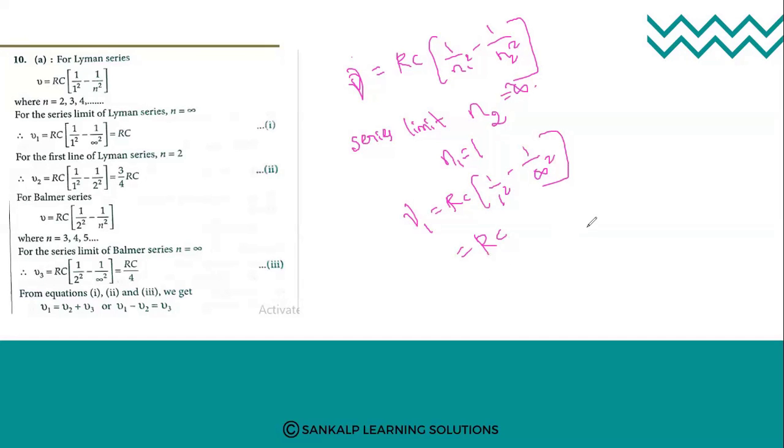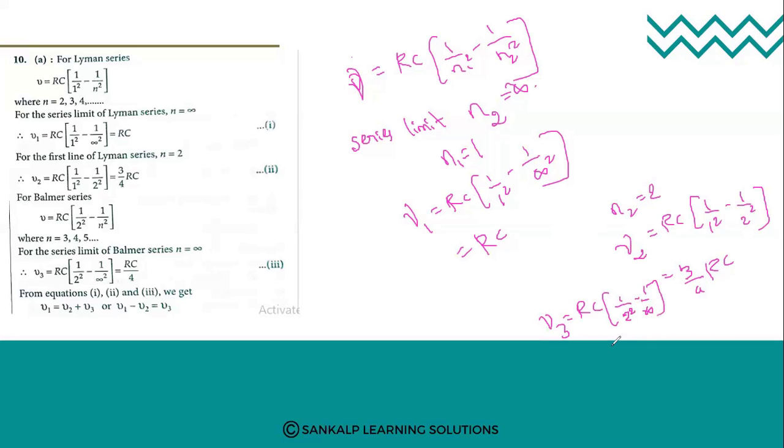Similarly, nu 2, the frequency of the first line of the Lyman series, has n2 equal to 2. Therefore, nu 2 is equal to RC into bracket 1 divided by 1 square minus 1 upon 2 square, which is equal to 3 by 4 RC. For the Balmer series, n1 will be 2, and for the series limit n2 is also infinity. If you simplify, we get equation 3 as RC by 4.